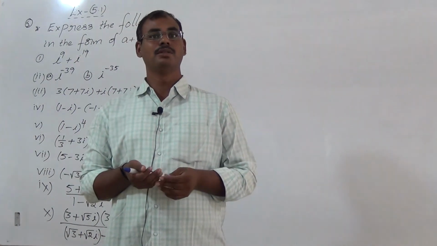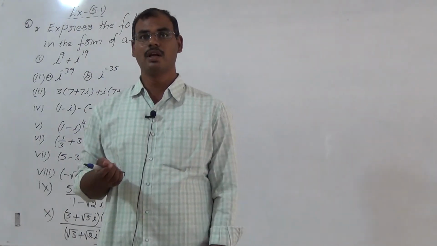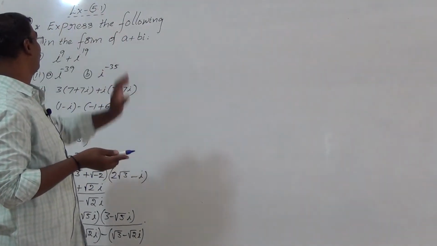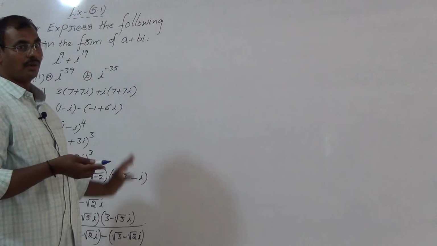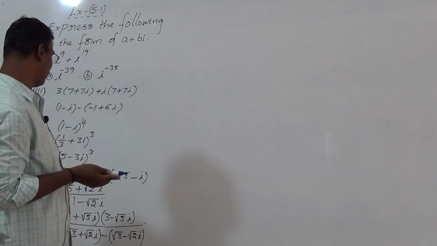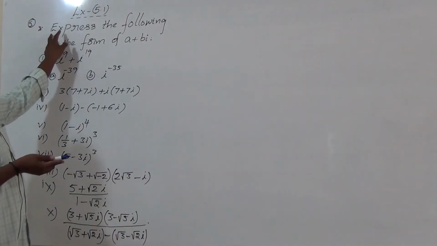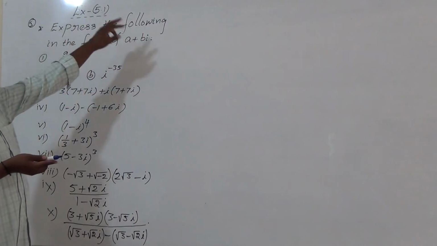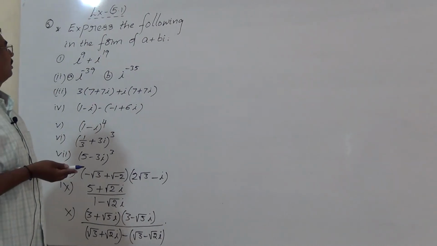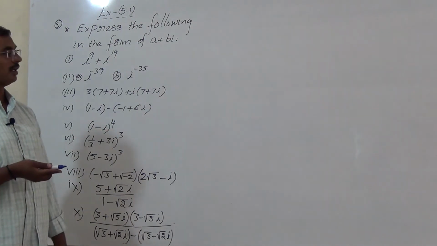So in the last video, we completed the theory part of complex numbers. Today we are going to solve the exercise problems. Very simple questions using multiplication, addition, subtraction and division. The first model from the textbook problems: Express the following in the form of a plus b iota. So we have to express in the form of a plus b iota.